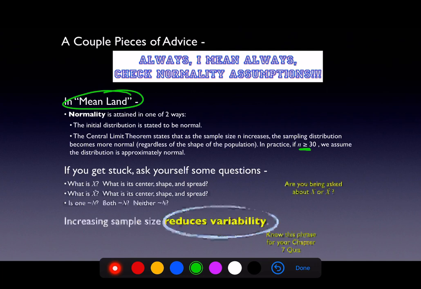This phrase, increasing sample size reduces variability, I've mentioned it a couple times in this keynote. Just make sure you know it for your chapter 7 quiz. Averages are harder to move. The larger your sample size, the larger the sample your mean is built off of, then the harder it is to move that average, and that's why it's not as variable.